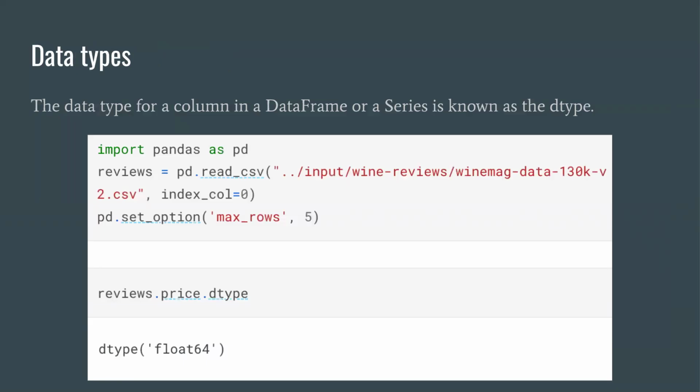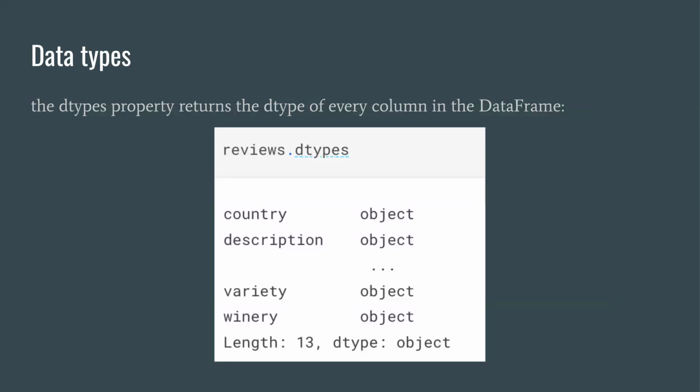So data types. The data type for a column in a data frame or series is known as dtype. So you're using the dtype property to grab the type of a specific column. To look at this example, given you have wine data, you can get the dtype of the price column in the data frame. Data types tell us something about how Pandas is storing the data internally.